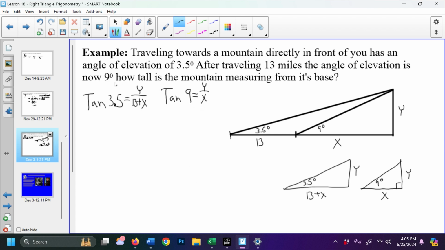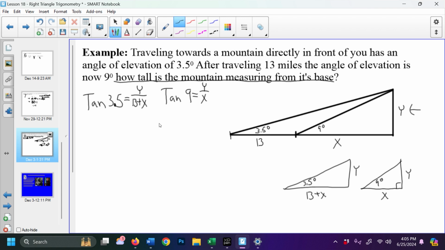Now remember, it says how tall is this mountain? That is this value right here. That's what I'm looking for. I'm solving for y. I would like to cancel out x's. Unfortunately, that is not the easiest way. So I'm actually going to cancel out y's. That means at the end I'm going to need another step. I'm going to have to plug in. That's okay. It's not a big deal.